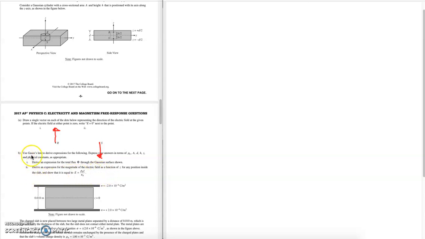All right, B, use Gauss's law. Okay, so for B, let's come over here because we're going to have to write some work. Gauss's law is Q enclosed over epsilon naught, produces some electric flux, which is measured as the electric field passing through a given area. And for Gauss's law to work, we need that area to be a closed area. Most of the time in class, we just skipped the whole flux part, but for this one, they say we want an expression for the total flux through the Gaussian surface.